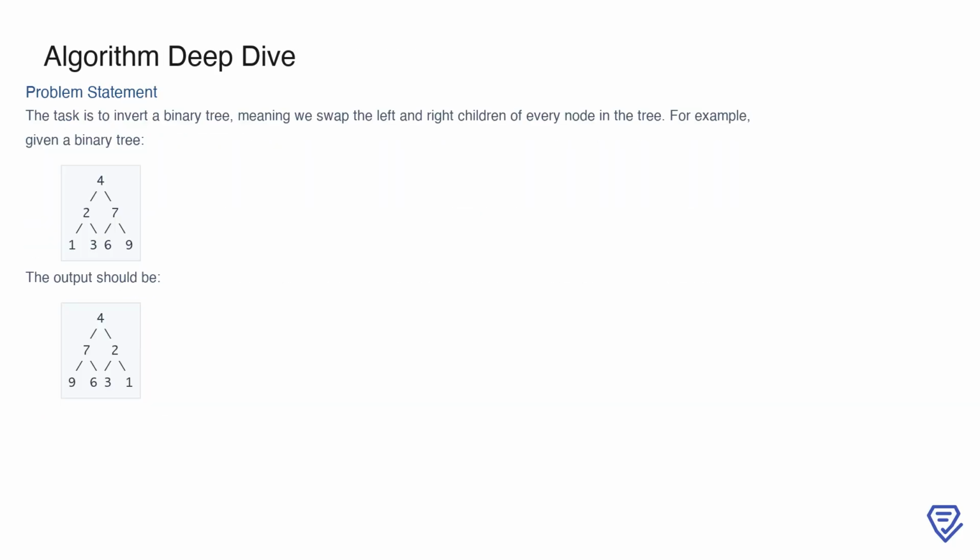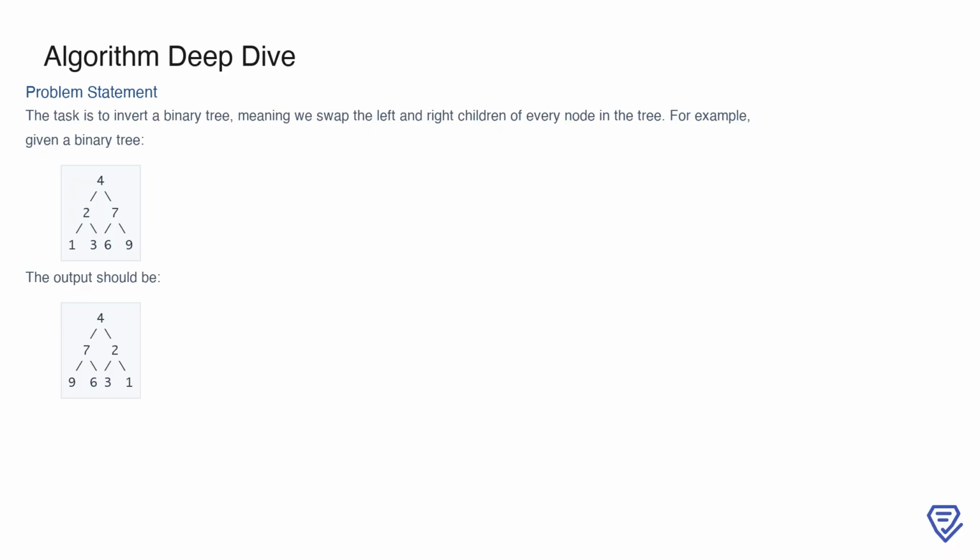The problem we are solving involves inverting a binary tree, which means swapping the left and right children of every node in the tree. For instance, consider the example given. The original tree has a root node with the value 4, and its left subtree contains nodes 2, 1, and 3, while its right subtree includes nodes 7, 6, and 9.